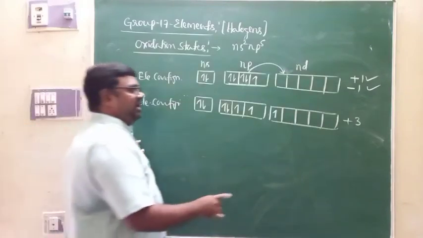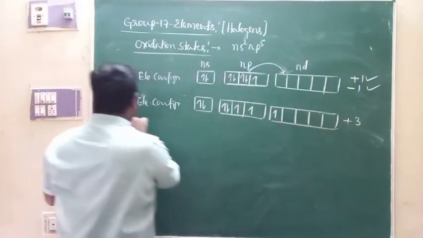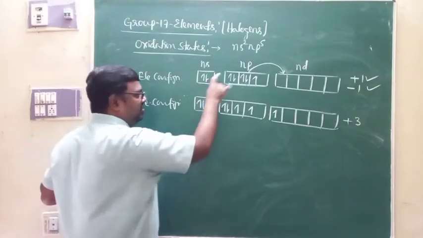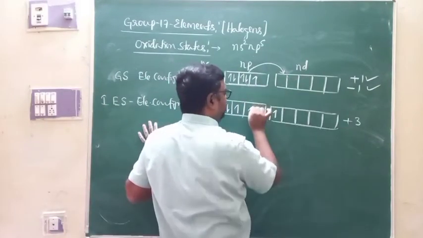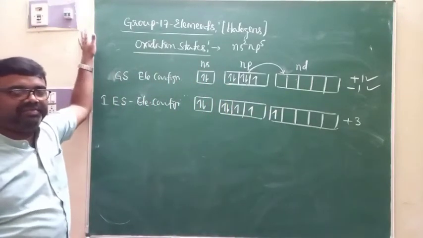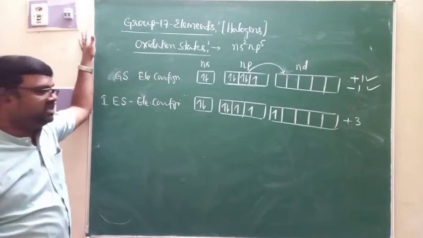So another possible oxidation state due to the first excited state electronic configuration: upon providing energy, 1 electron is shifted from Np to Nd. That makes 3 unpaired electrons available for bonding. Therefore, one more oxidation state is +3 there.